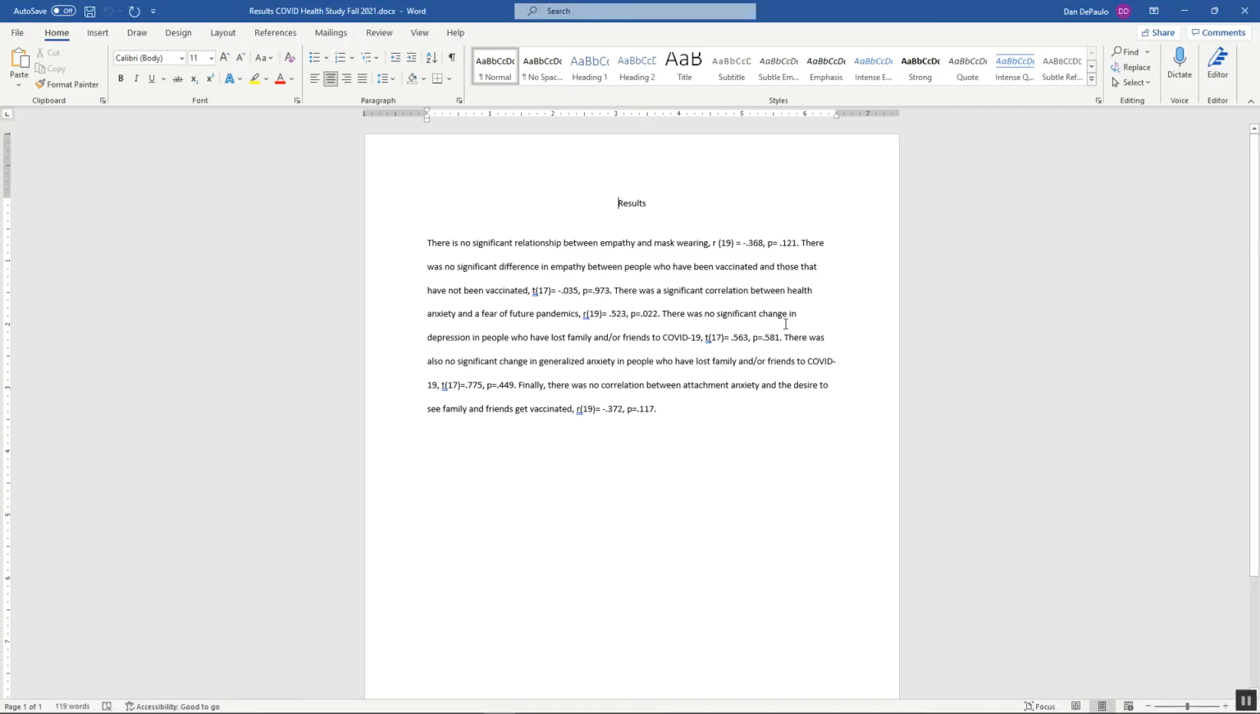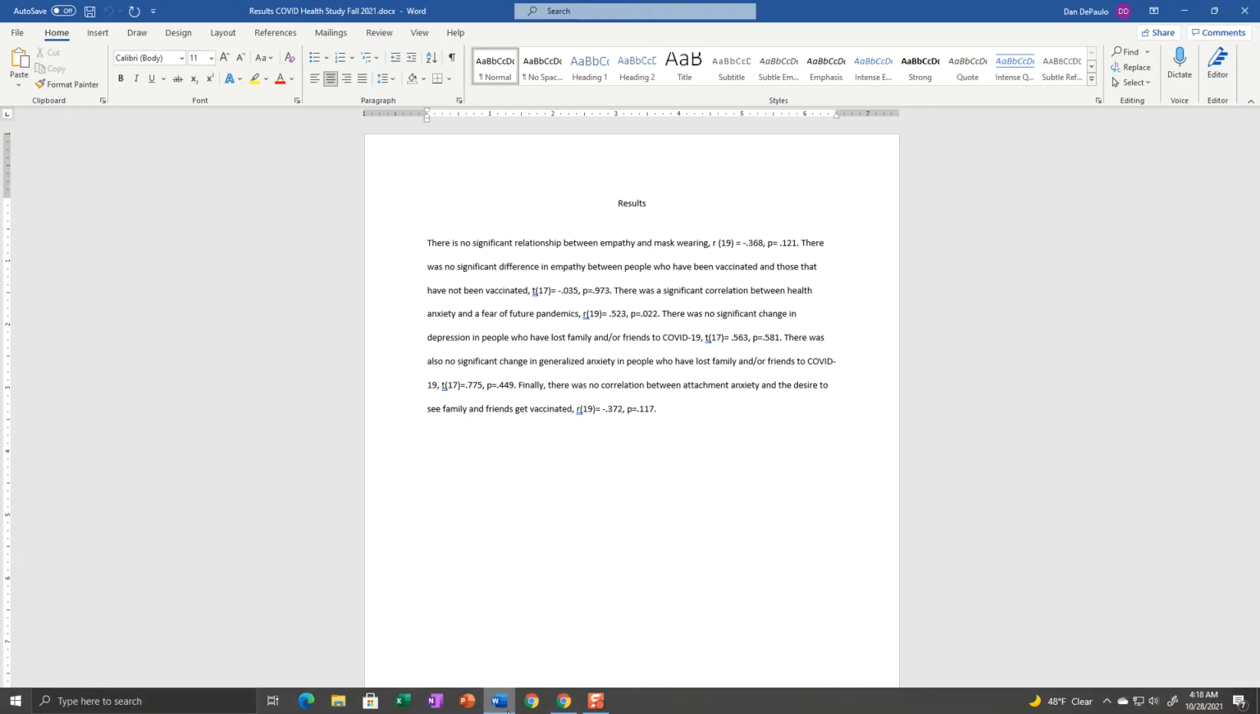We find that there was no difference in depression in people who have lost family and friends to COVID-19. P is 0.581. And there was also no significant change in generalized anxiety in people who have lost family and friends to COVID-19. P is 0.449. So there was no effect in terms of if you knew someone, family or friend, that died of COVID. There was no change in terms of depression and generalized anxiety.